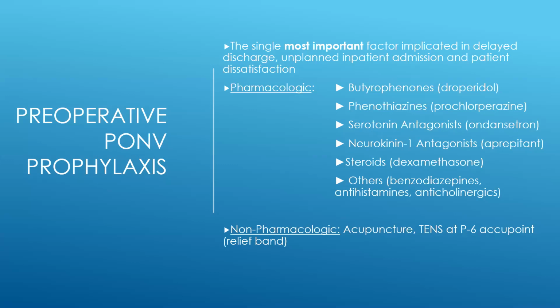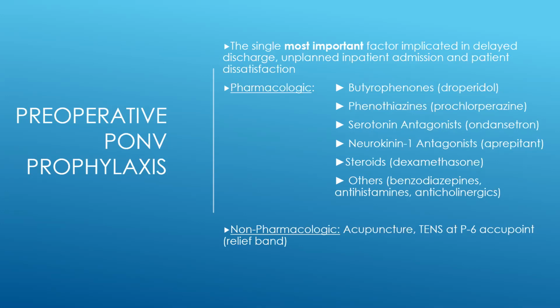So that's something to keep in mind. There are a number of pharmacological interventions. The butyrophenones are well known to work, the phenothiazines, the serotonin antagonists that are probably the most widely used, the neurokinin antagonists. Steroids have a role to play. Benzodiazepines do have a role and they do decrease nausea and vomiting.